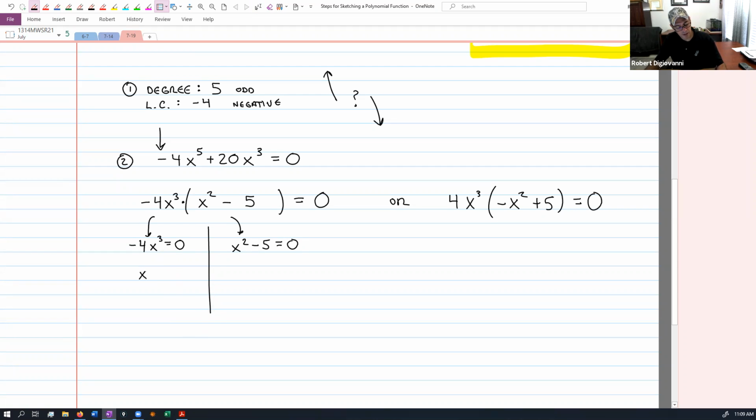Here you could divide both sides by -4. If you divide this side by -4 and divide this side by -4, you get x cubed equals 0. And the only number that you can cube and get 0 is 0 itself. So we get one answer: 0. This is the tricky one, okay?